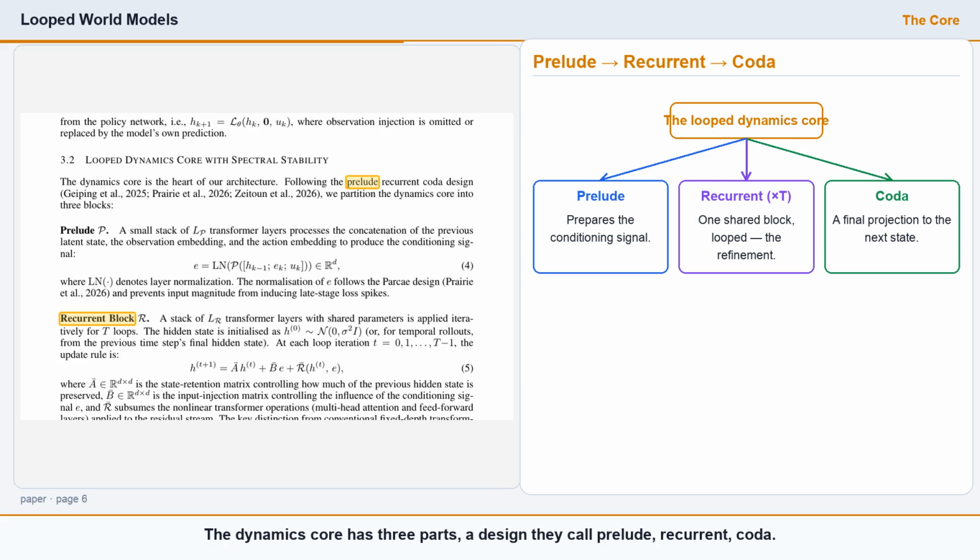The dynamics core has three parts, a design they call prelude-recurrent-coda. The prelude prepares the conditioning signal. The recurrent block is the shared transformer, looped t times. This is where the iterative refinement happens. And the coda does one final, separate projection to produce the next state.